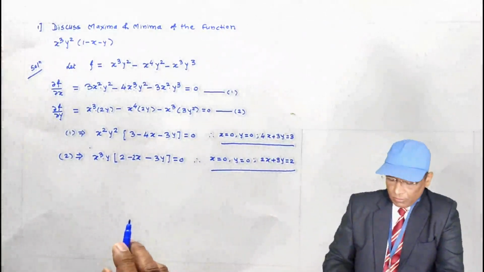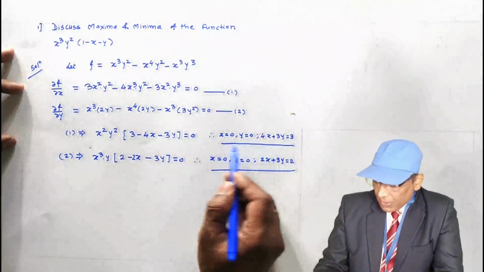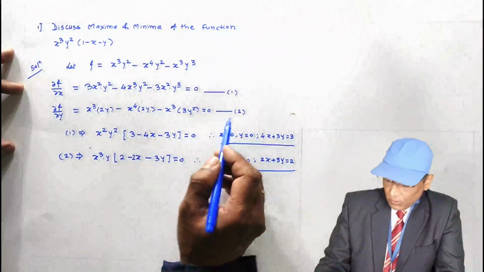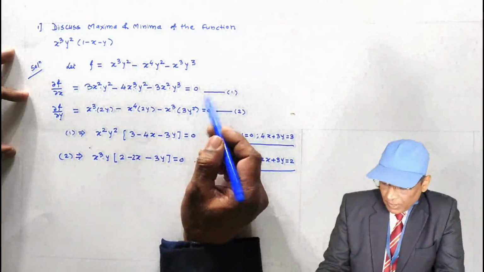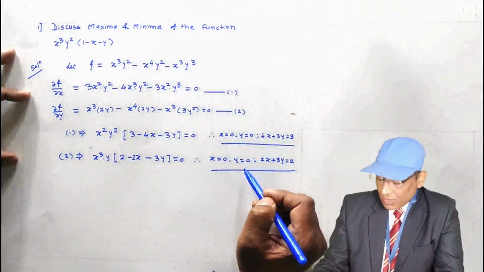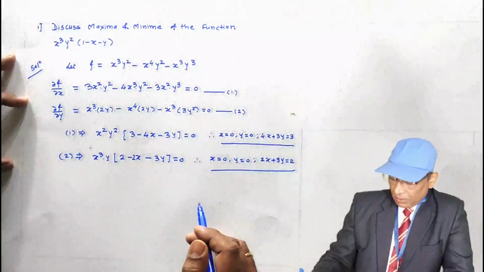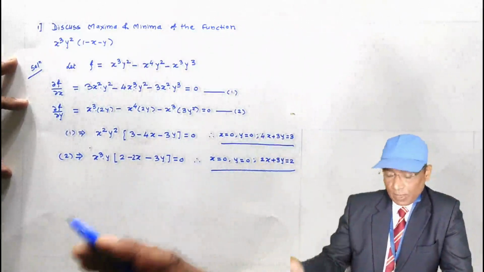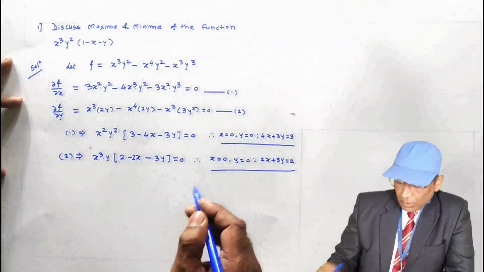Now, we have this set of equations and this set of equations. This set of equations is obtained from equation 1, and this set of equations we obtained from equation 2. We have to solve these two sets of equations simultaneously and get the values of x, y, or in terms of ordered pairs.